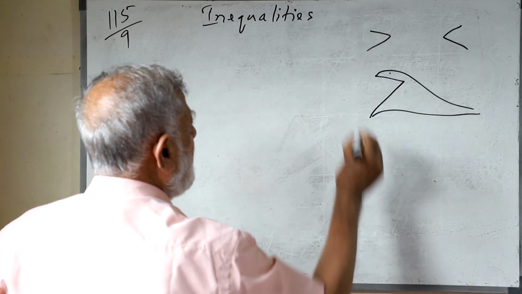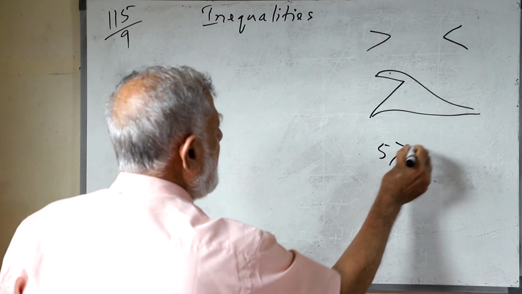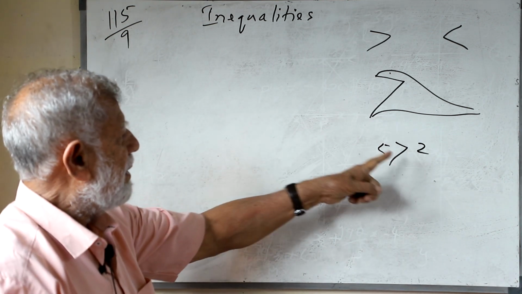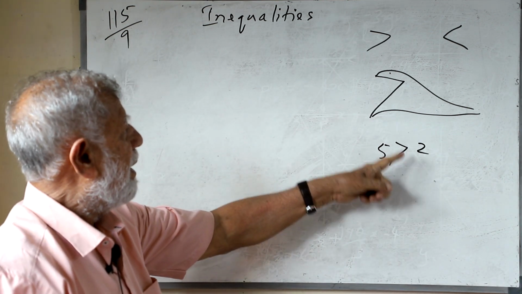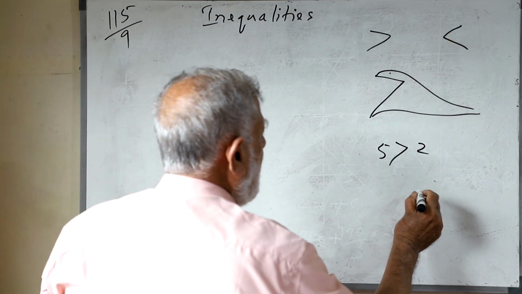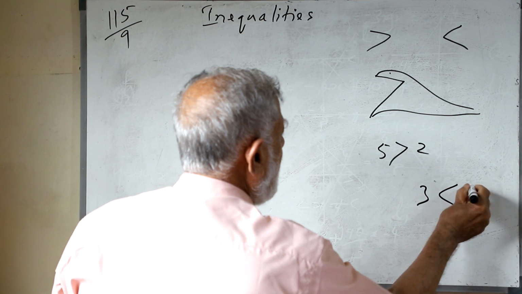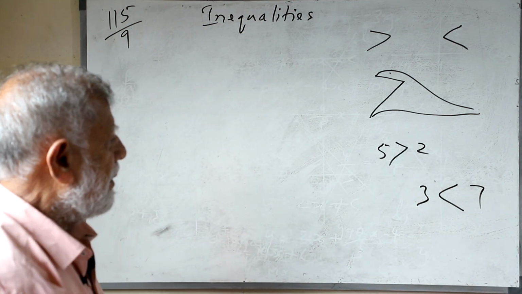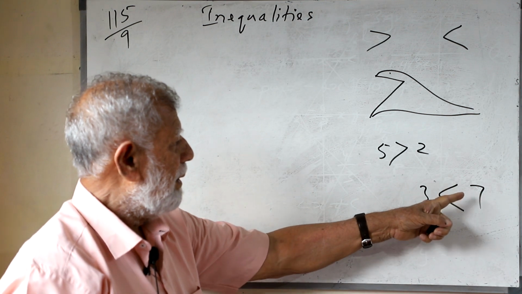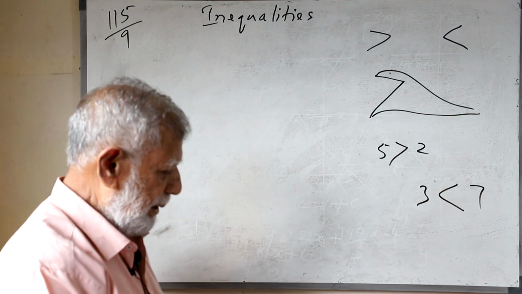So, if you are writing that, we can write 5 is greater than 2. So, here it is all the big number and this is always the small number. Or if you are using this one, you can write 3 is less than 7. You can go that way. The big number is always on the mouth side, 3 is less than 7. Those are the 2 inequalities that you should do.